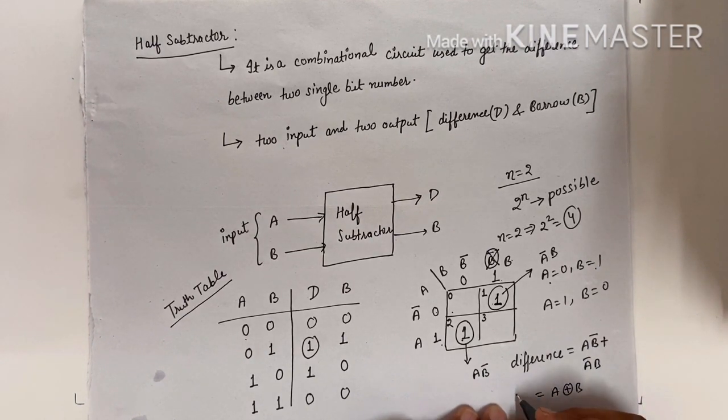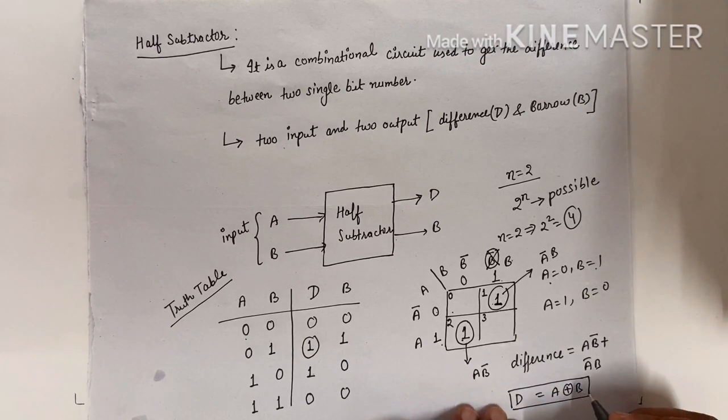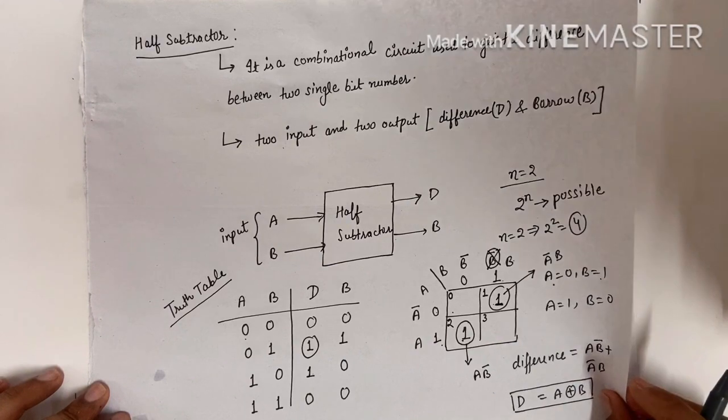Now we can see the difference is the same in the half subtractor and half adder. In the half adder we also get the same result, which is also the same in the half subtractor. So in this half subtractor you have to learn that difference is the XOR of two input, that is A XOR B.